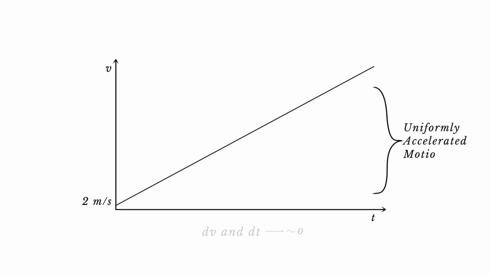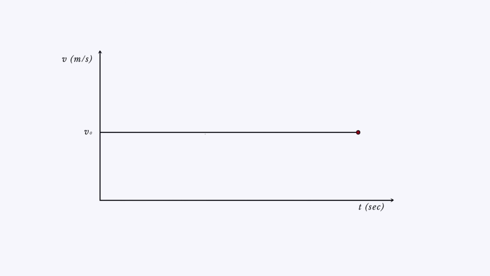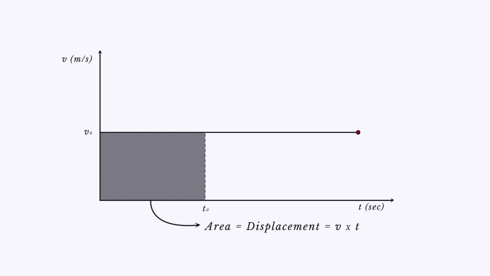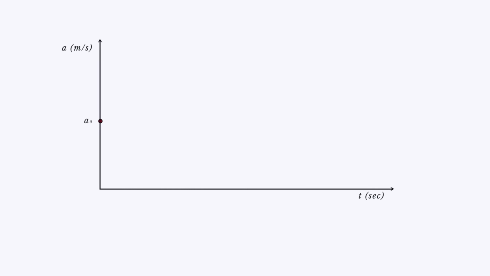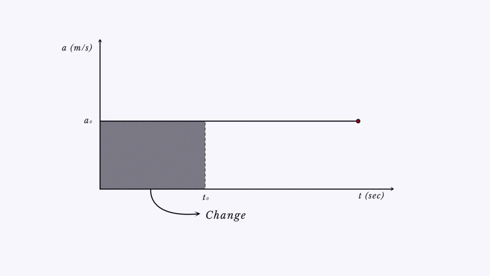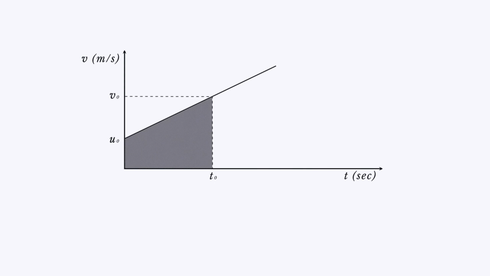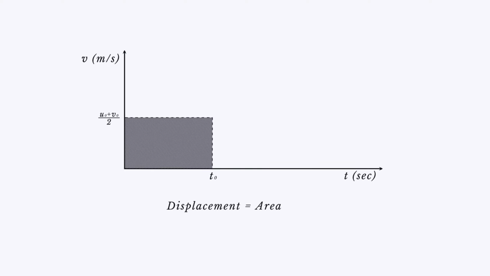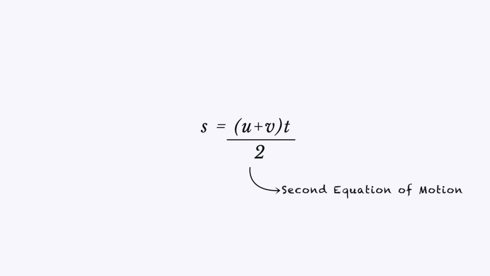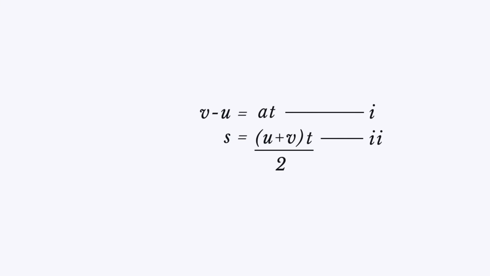Such motions are called uniformly accelerated motion, where the acceleration is the rate of change of velocity, or mathematically written as dv by dt. So remember, when the velocity was constant, displacement was the area under the VT graph, that is v into t. Here, acceleration is constant, so the change in velocity is the area under the at graph, that is a into t. This is our first equation of motion. And since the average velocity would still be the average of initial and final velocity, displacement is average velocity into t, or the area under the VT graph. This is our second equation of motion, and the third equation of motion is actually derived from the first two, as shown.